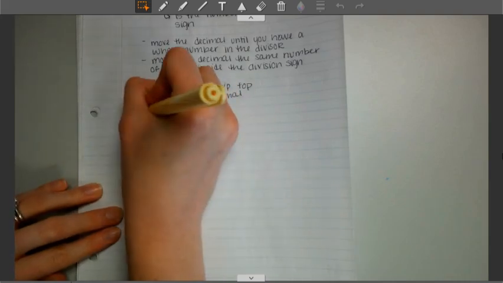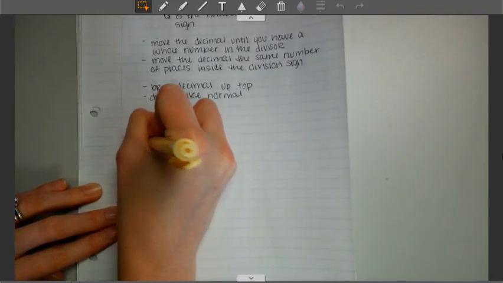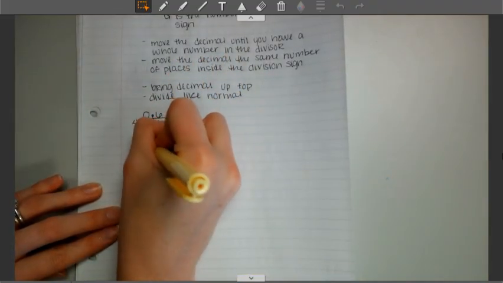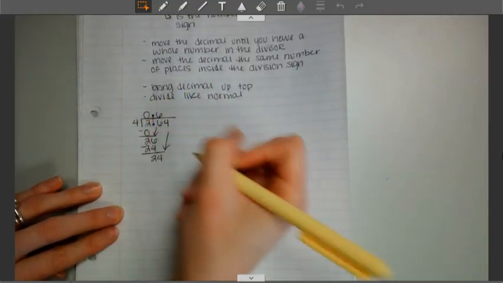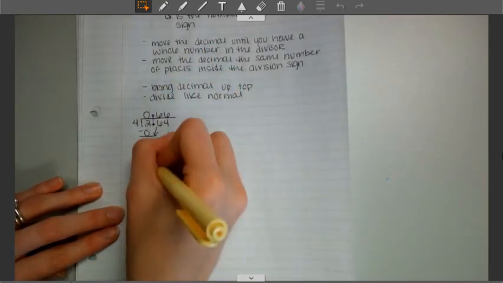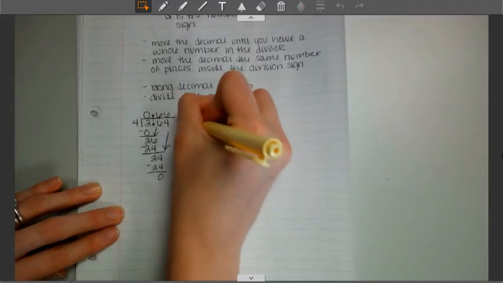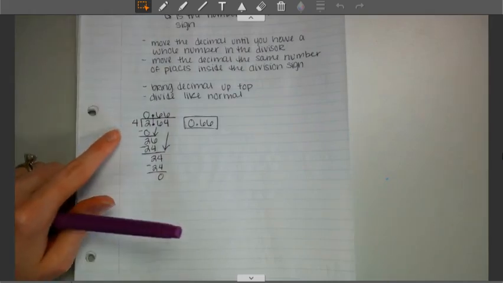Well, 4 does not go into 2, so I'm going to add a 0. 0 times 4 is 0. 2 minus 0 is 2. Bring down my 6. 4 goes into 26 6 times. 6 times 4 is 24. Subtract, I get 2. Bring down my 4. 4 goes into 24 6 times. 6 times 4 is 24. Subtract, I get 0. So my answer is 66/100ths. So it's real simple when you do not have a decimal in your divisor.